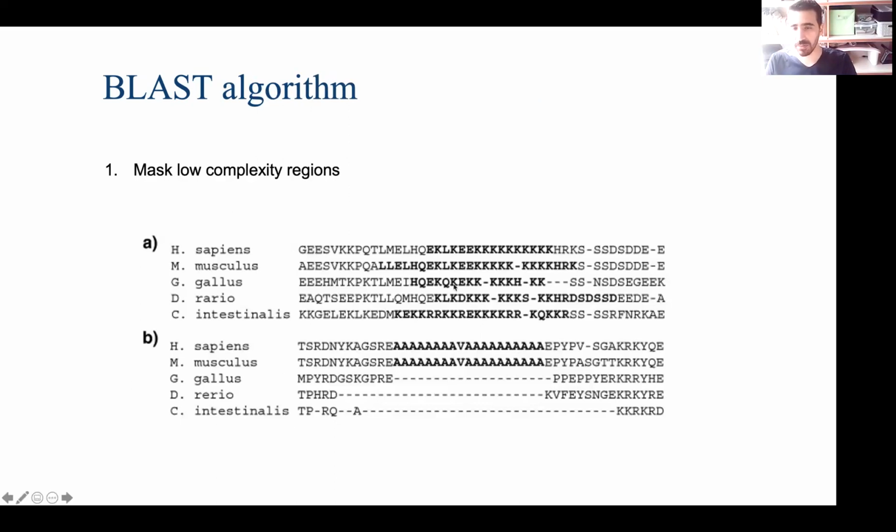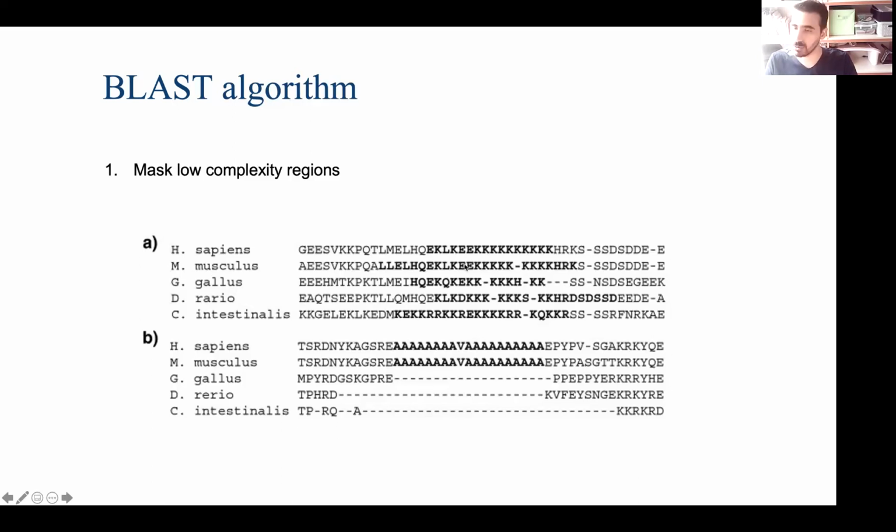So the first step is to mask the low complexity regions. Why? Low complexity regions, from the name you can infer, are regions where the variety of amino acids is low. Why they are a pain is because you don't really know which lysine, which is K, is aligned with which one, right? And it messes things up. So you don't want them, and they are not informative at all. So what we do is we remove the low complexity regions from the analysis.